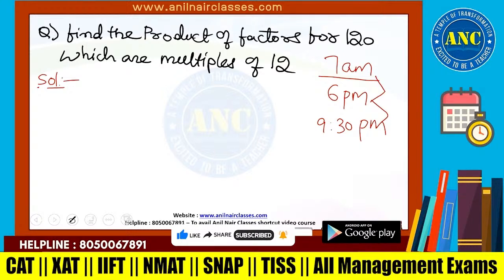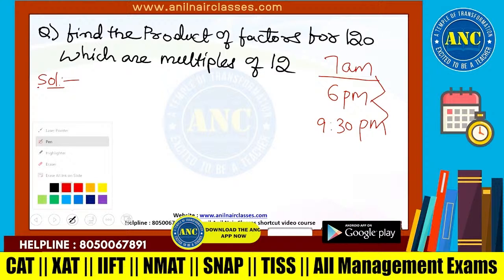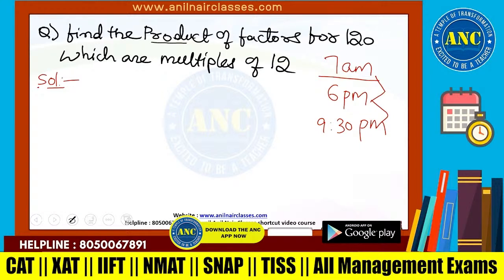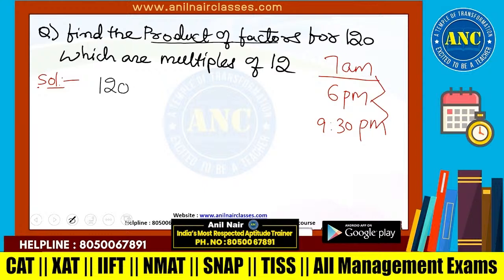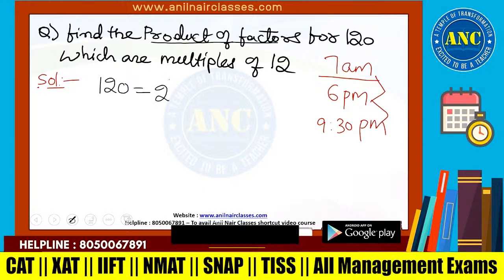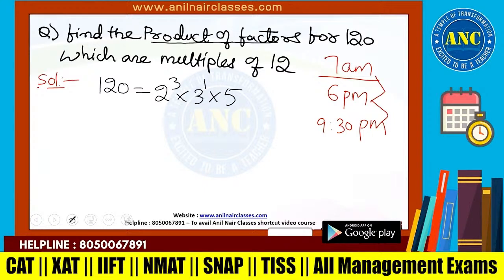Now see, product of factors. Find the product of factors for 120, which is 2 cube into 3 into 5. And this is a multiple of 12. What are the factors which are multiples of 12?